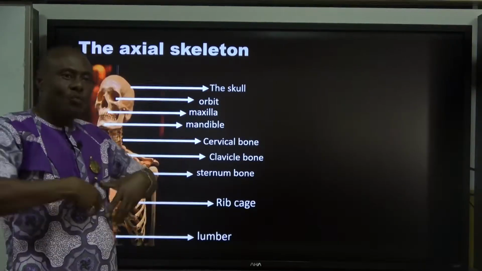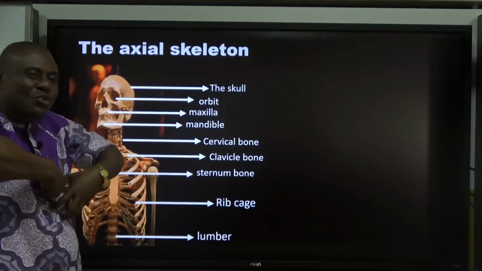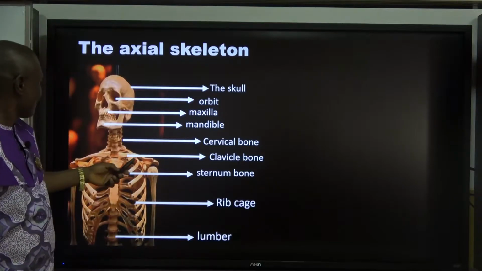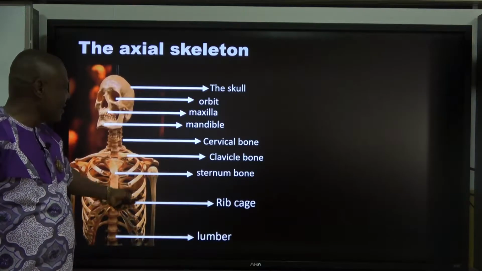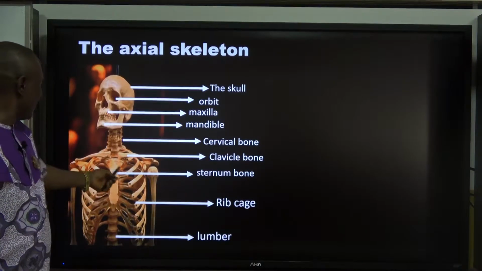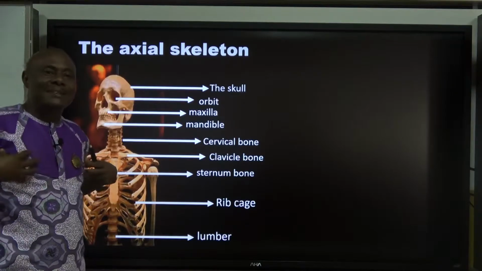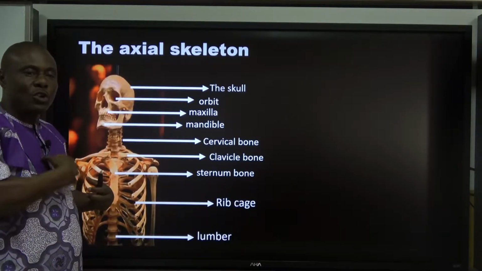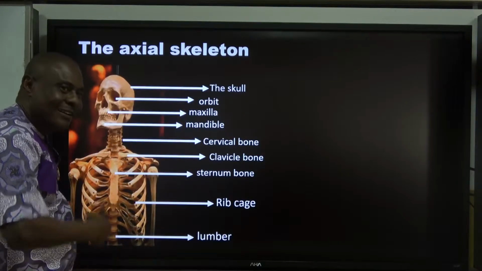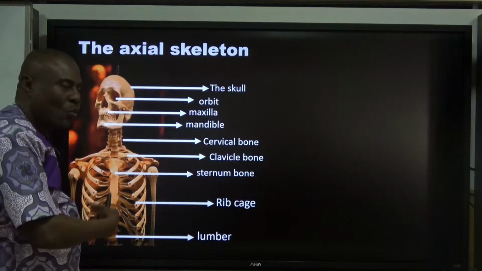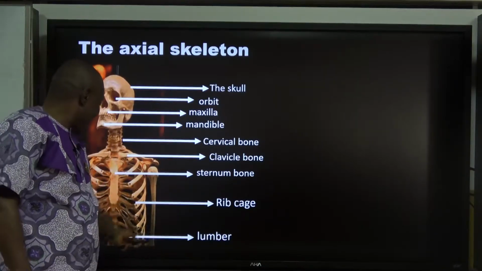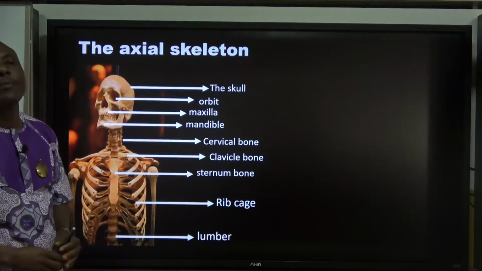When you move down, you meet the rib cage. These are the long bones of the rib, joining the chest. That is the rib cage. And in the middle, in the front, you meet the sternum. That is the bone of the breast. Then at the back, the rib cage joins to what we call the thoracic bone. Now, you have the last bone, which is the lumbar bone.